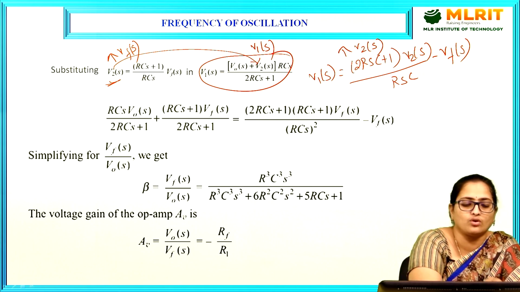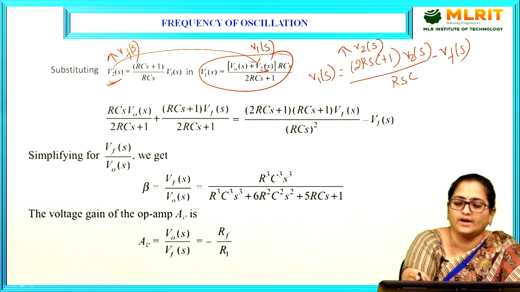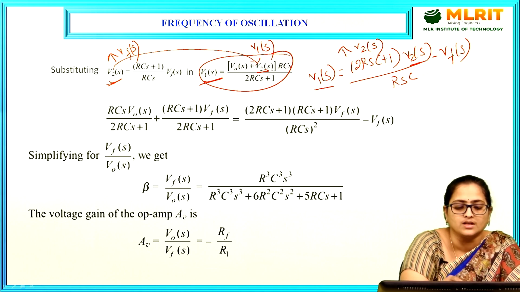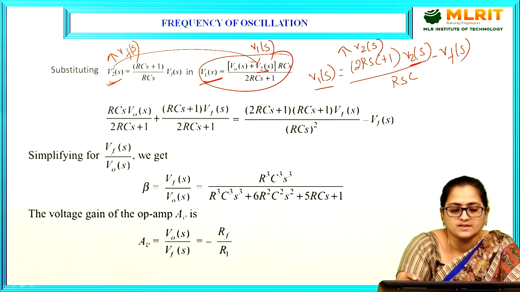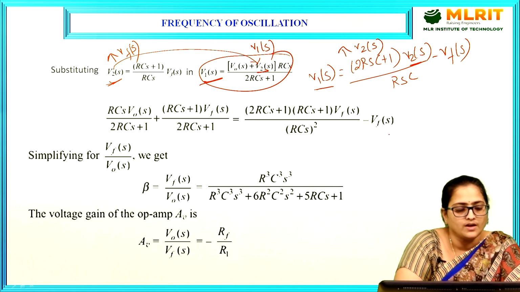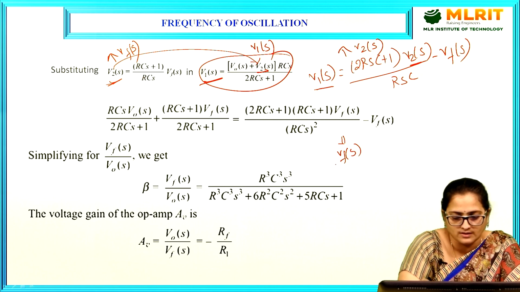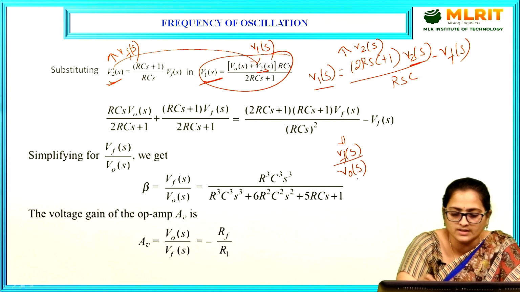So, substitute this V2 of S over here and also over here, and this V1 of S will be equal to this V1 of S, which you can rewrite as RSC V0 of S divided by 2 RC plus 1 plus RCS plus 1 into Vf of S divided by 2 RSC plus 1, which is equal to 2 RC plus 1 into this RCS plus 1 into Vf of S divided by RCS square minus Vf of S. If you solve this expression in terms of Vf of S and V0 of S, that is feedback by output.